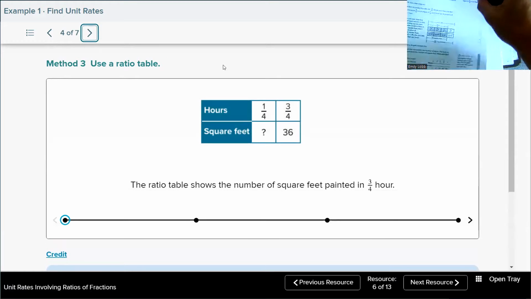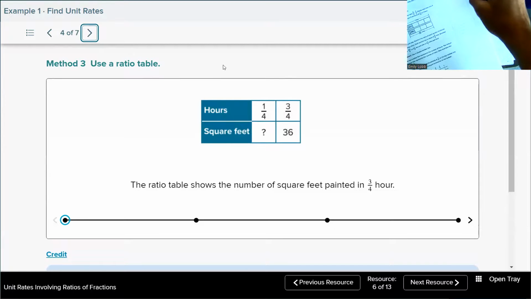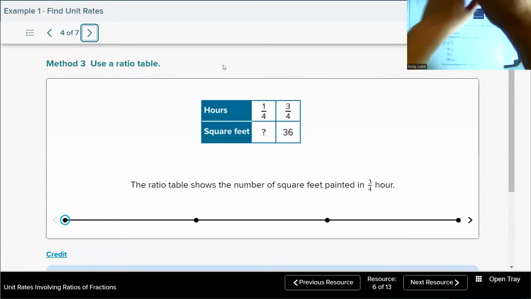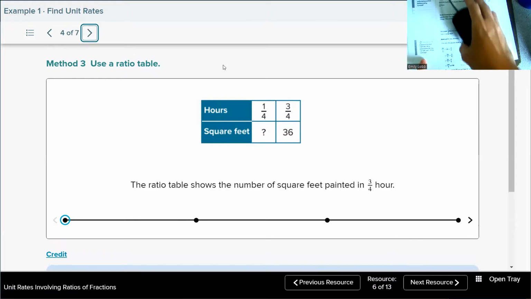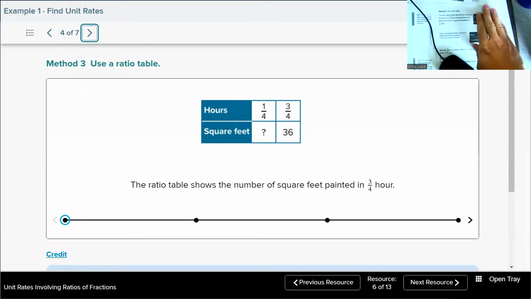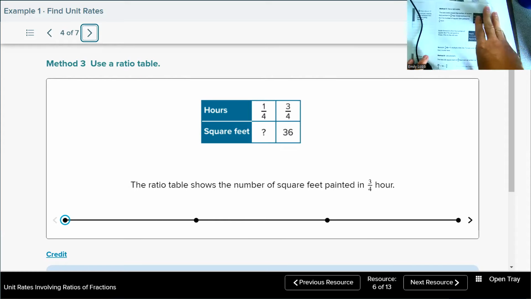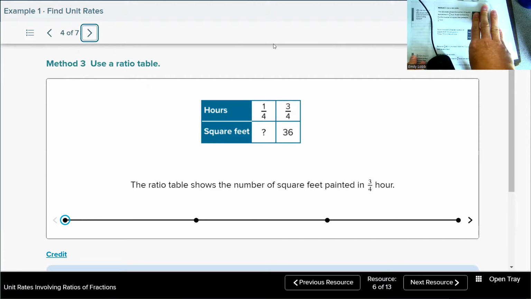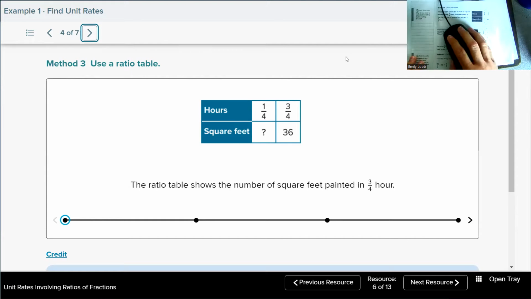Method 3. So I'm turning to page 6. You have 3 methods to figure these out. That's lots of options for you. Don't get confused by them, be empowered by them, right? So using a ratio table. The ratio table shows the number of square feet painted in 3/4 of an hour. So what did they do to get from 3/4 to 1/4? What did they do? They divided that by what? 3, right?